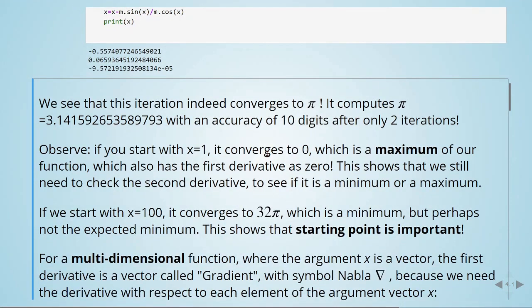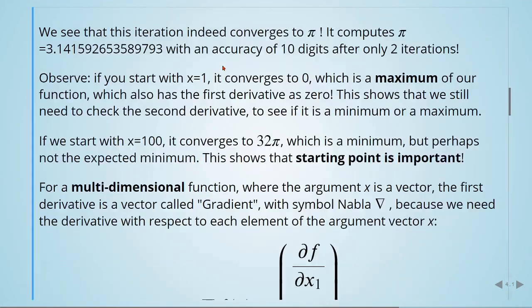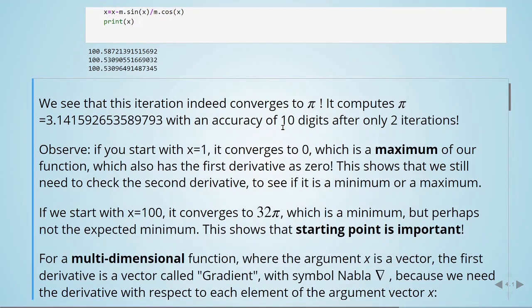If we start with x equals 100, then we will get that it converges to 32 times pi, which is a minimum, but perhaps is not the expected minimum. So this shows that the starting point is very important for Newton's method. It's very important usually for optimization algorithms.